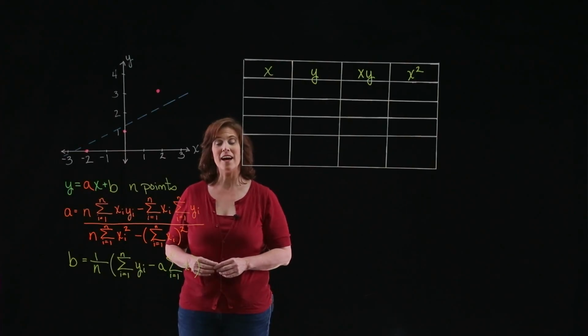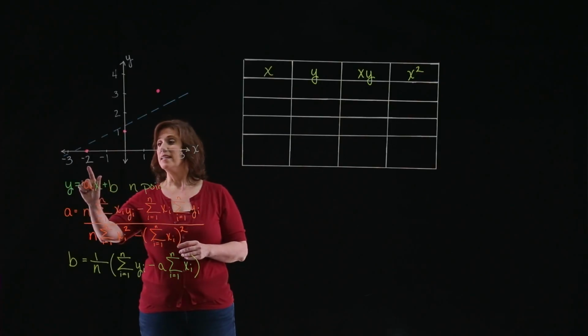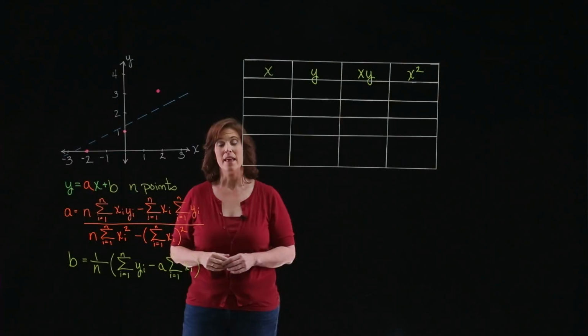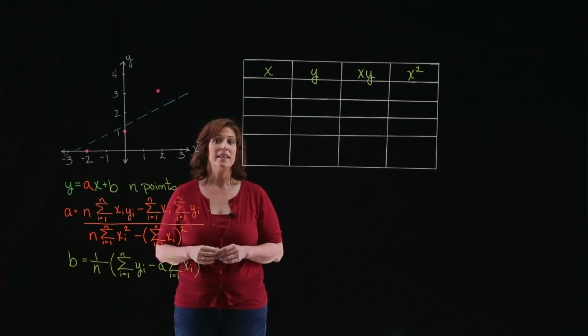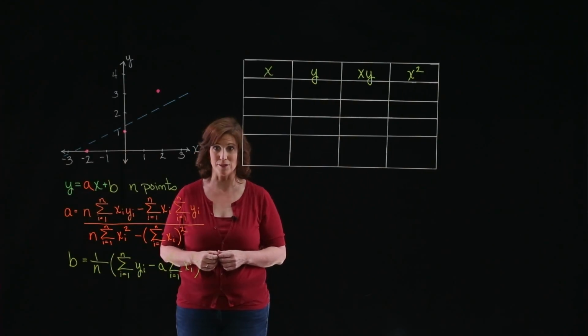First of all, we're asked to find the least square regression line for the given data points -2, 0, 0, 1, and 2, 3. Then we're asked to find the sum of the square of the errors. And finally, we're supposed to use a graphing utility to help us verify our results.